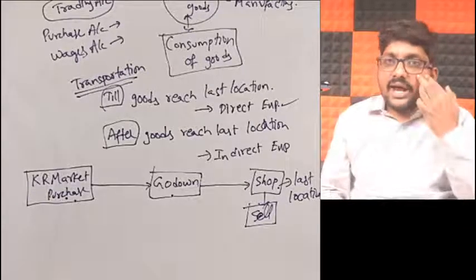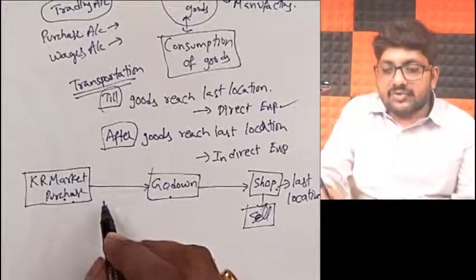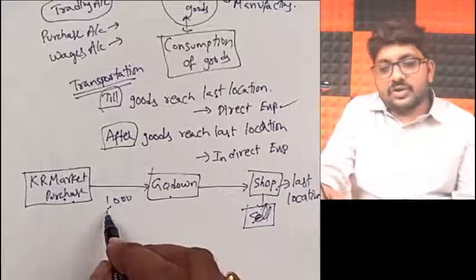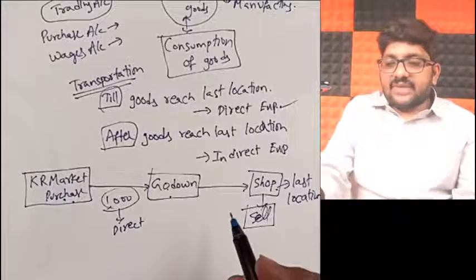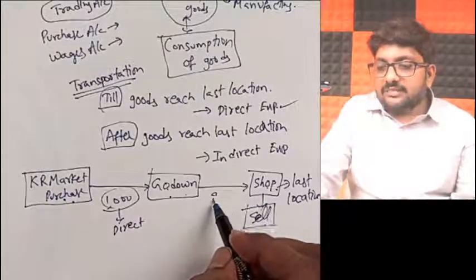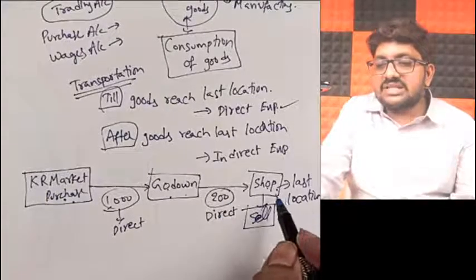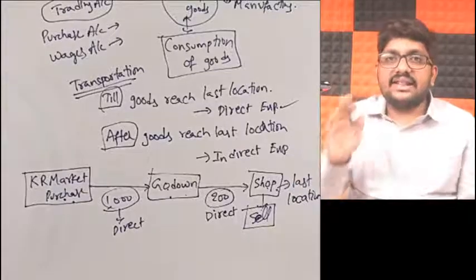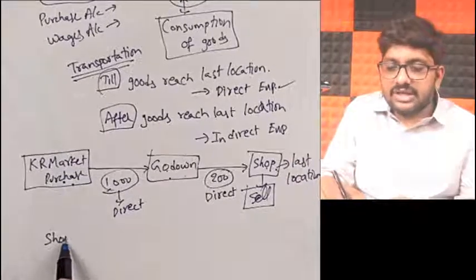So whatever cost I have spent to take the goods from KR market to the godown, for example 1000 rupees, this 1000 rupees is my direct expense. And from the godown to the shop, here I spent 200 rupees. This is also my direct expense, because till the goods reach the last location, the shop, I will spend. Now goods are in the shop.